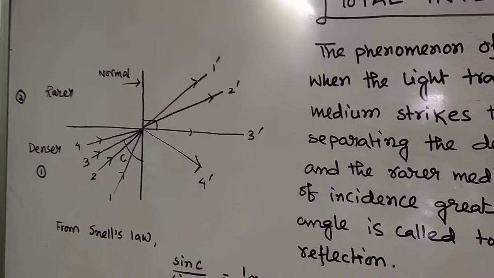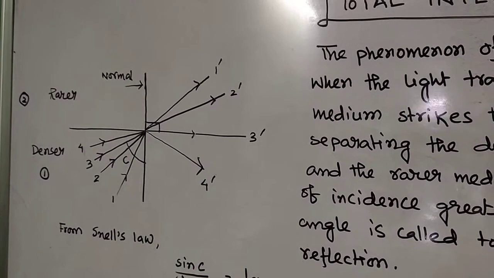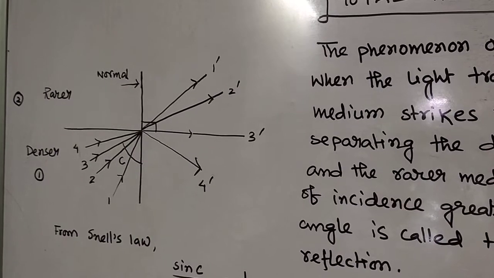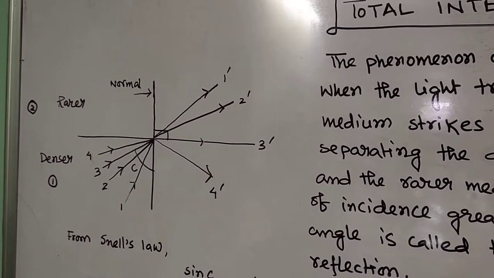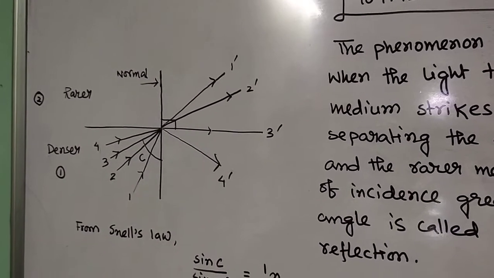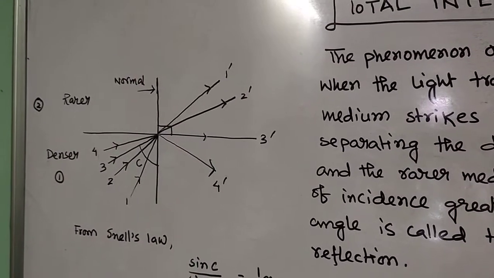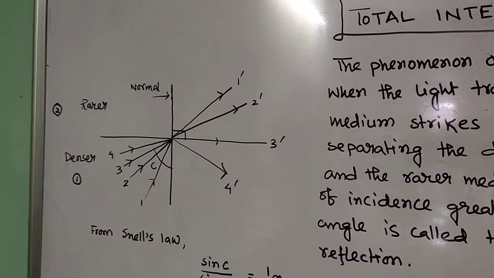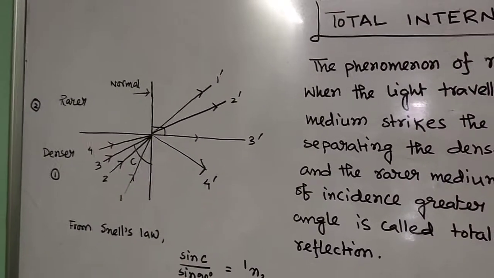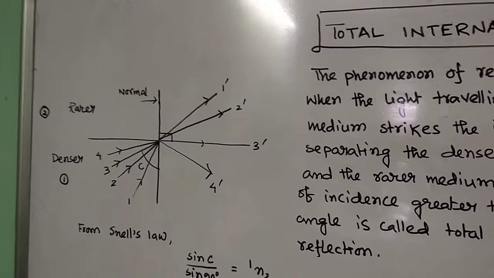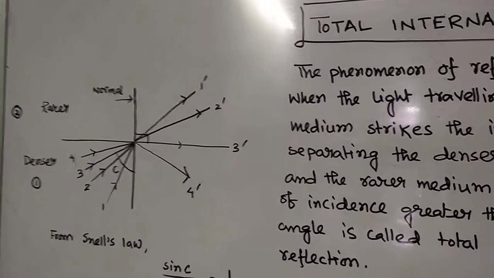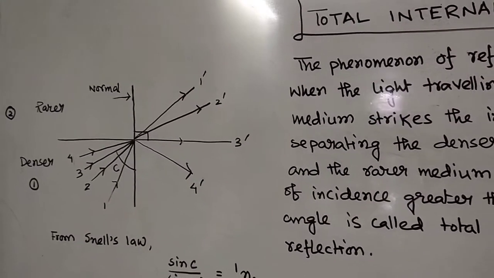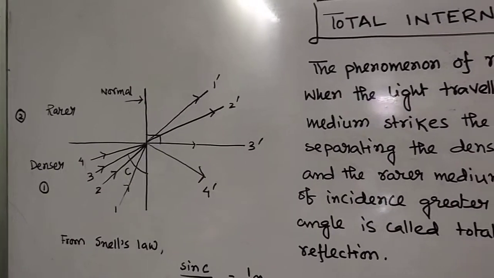Why is it known as the critical angle? Because if you slightly increase the angle of incidence above the critical angle, that is angle C, what happens? The whole phenomenon reverses. For rays 1 and 2 we are discussing refraction, but if you slightly increase the angle of incidence above that of ray 3, that is more than C, the phenomenon becomes reflection, because both 4 and 4 dash are in the same medium. In the same medium, that is nothing but reflection. So as the phenomenon changes, that's why this angle is known as the critical angle.